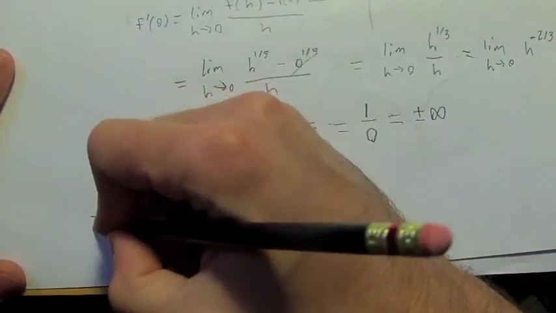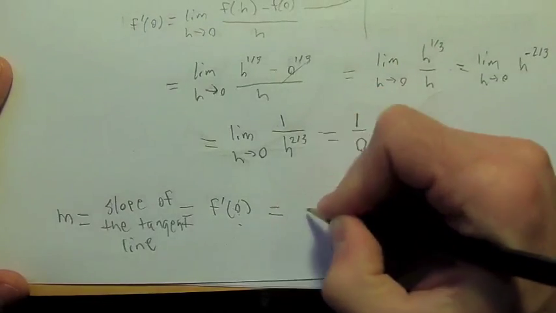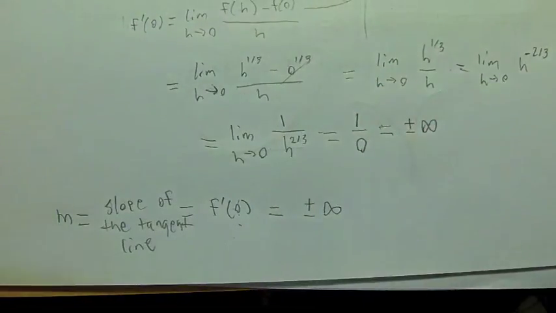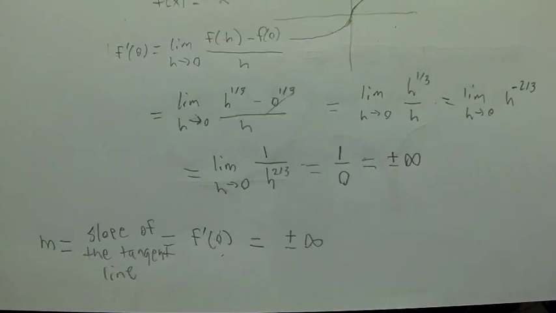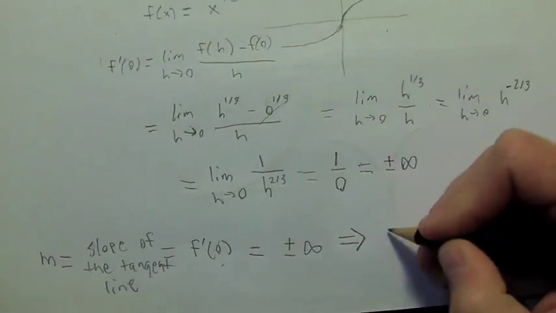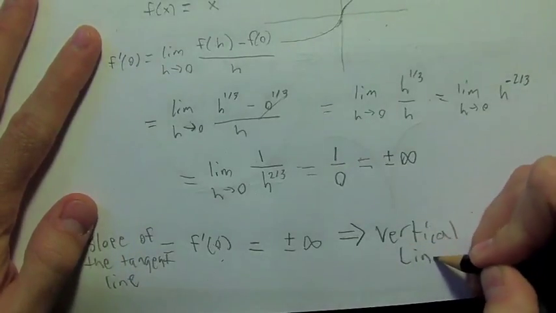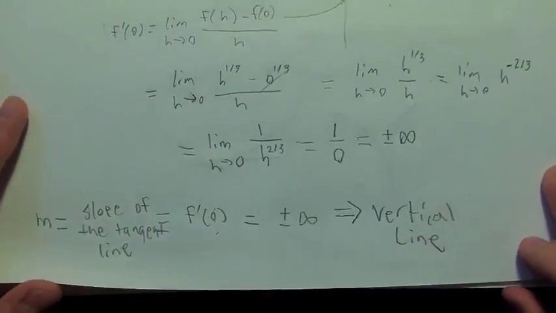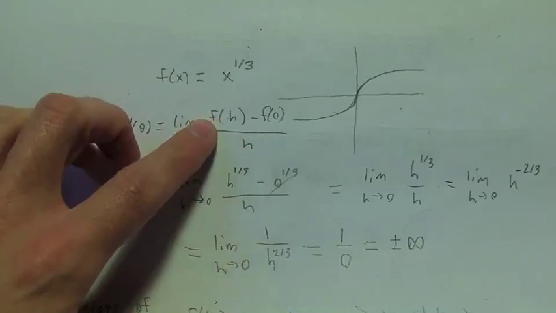Okay, so it's the slope of this line, this tangent line, and we just found that that equals a plus or minus infinity. It's an infinite slope, or it's a 1 over 0. What kind of lines give us a slope of a constant over 0? Vertical lines. Okay. So that means that at 0, x to the 1/3 has a vertical tangent line.